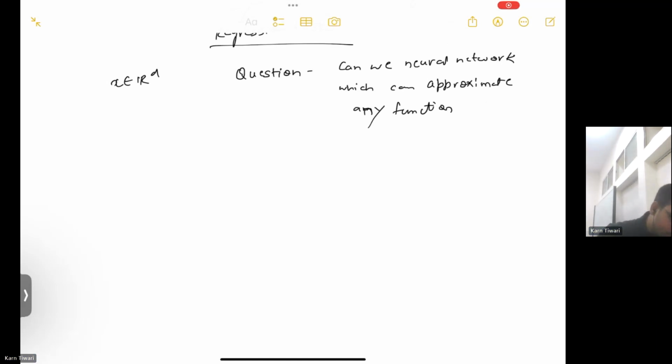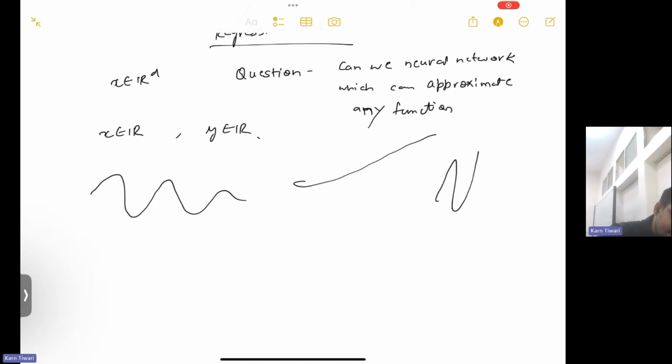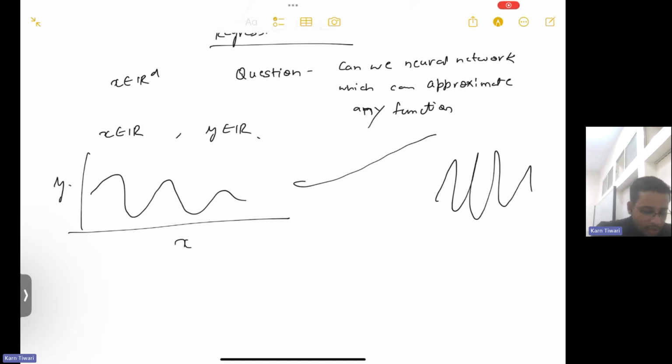So this is the natural question that will arise. Our function, usually in the simple 1D case, I will take x belongs to R, y belongs to R. So we have a bunch of functions. In the sense that our function can be something like this, it can be like this, it can be like this, in the 1D case where this is my x and this is my y. So the question is, can we approximate any function of this type?